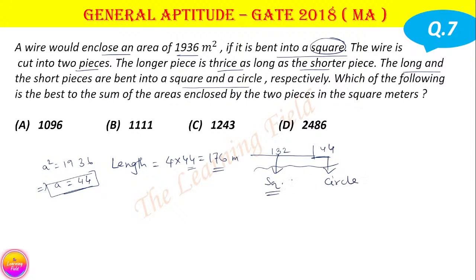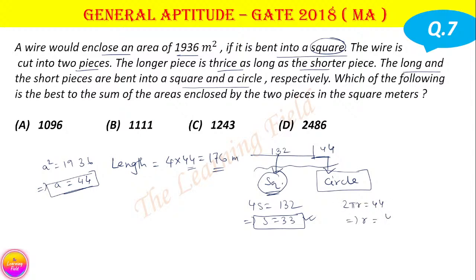Okay, that means if this is the perimeter of a square, the perimeter is 4 into the side. Suppose the side is A, then 4A is equal to 132. This means A is equal to 33. Therefore the side of the square with perimeter 132 is 33 meters. And for the circle, the perimeter is 2 pi r equal to 44 here. This implies the radius equals 44 by 2 pi. 2 pi means 22 by 7 times 2, so things cancel, and this is equal to 7 simply. Therefore the radius of the circle is 7.